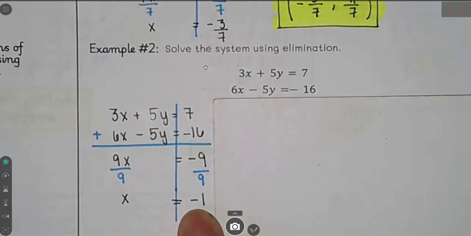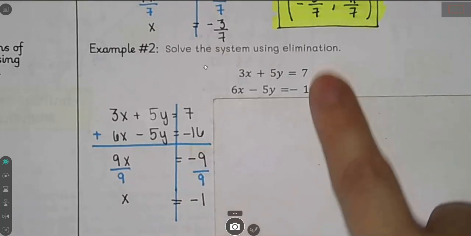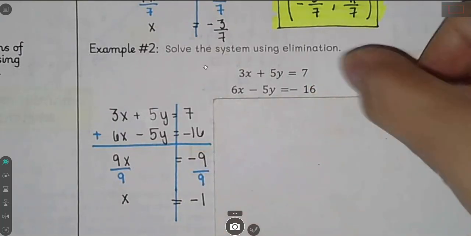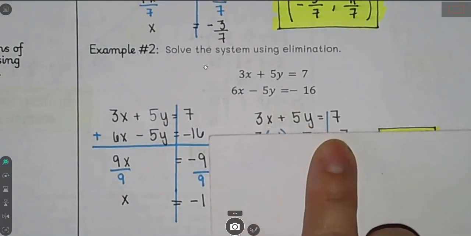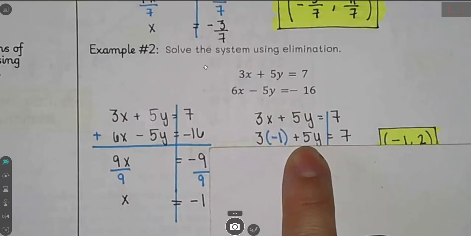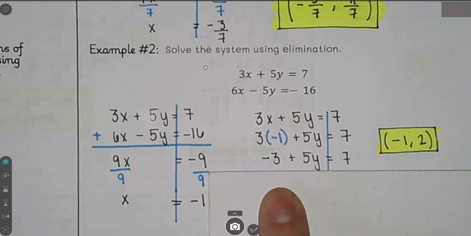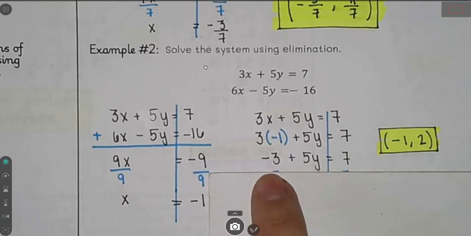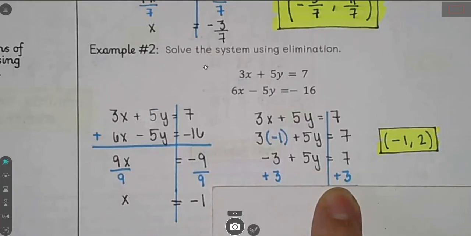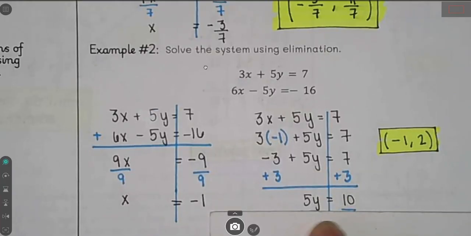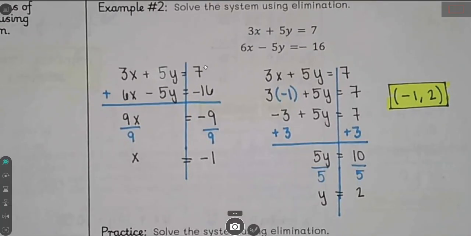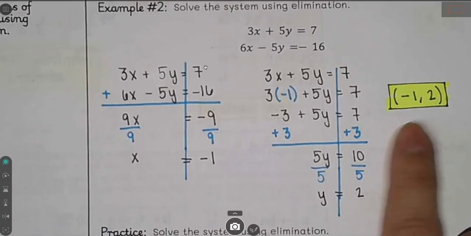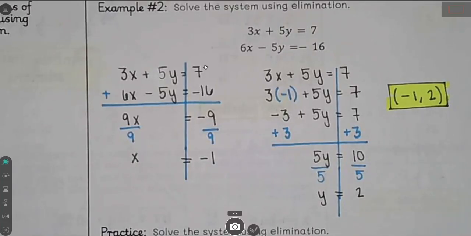Now that I have a numerical value for x, I can plug that into either equation. Doesn't matter which one. I'm just going to use the first one. So we have 3x plus 5y equals 7. 3 times negative 1 plus 5y equals 7. 3 times negative 1 is negative 3. Negative 3 plus 5y equals 7. Add 3 to both sides. 5y equals 10. Divide by 5. Y equals 2. So my ordered pair is negative 1, 2. If I was to graph these, this is where they would intersect.